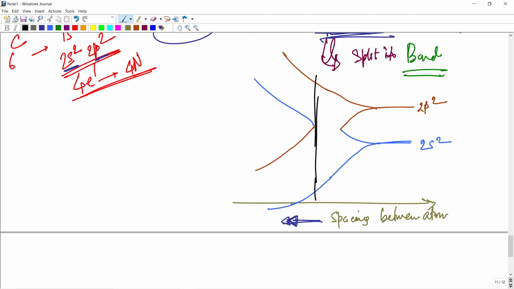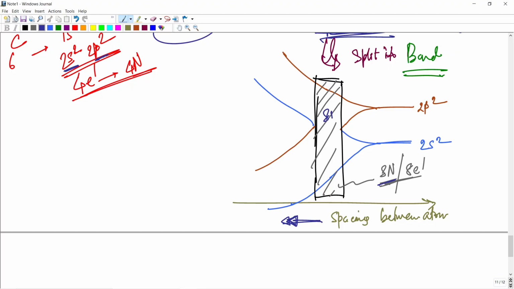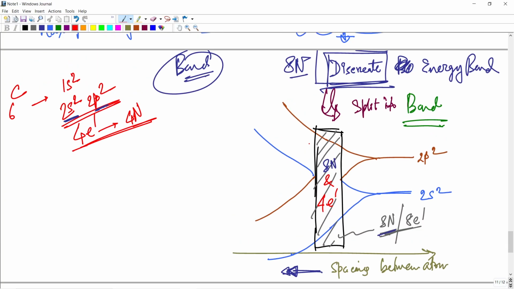Here we see that there are 8n states. The maximum possibility is 8n states occupied by 8 electrons. Mainly 8n states have 8 electrons. But in this case, the 8n states are here, but have only 4 electrons. Here there are 8n states and 4 electrons in carbon.